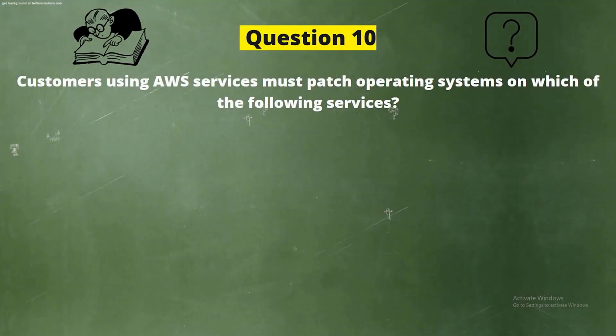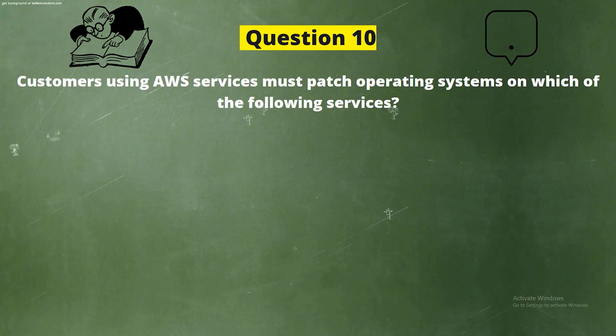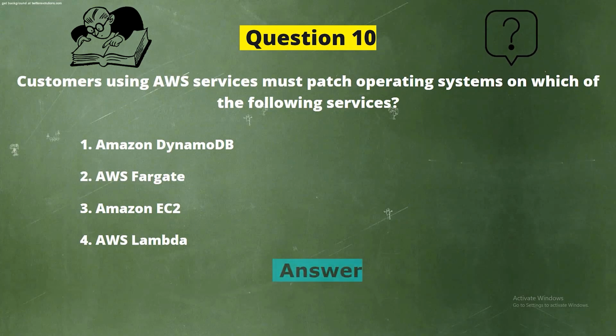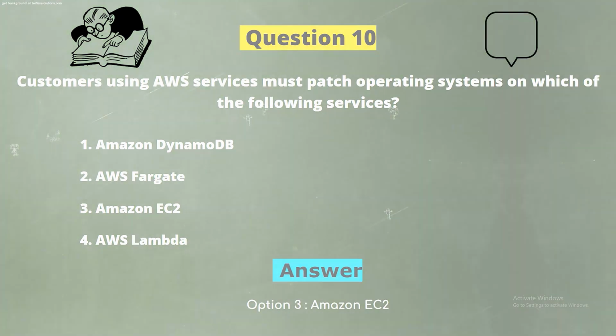Next question. Customers using AWS services must patch operating systems on which of the following services? And the options are: Option 1, Amazon DynamoDB. Option 2, AWS Fargate. Option 3, Amazon EC2. Option 4, AWS Lambda. And the correct answer is Option 3, Amazon EC2.